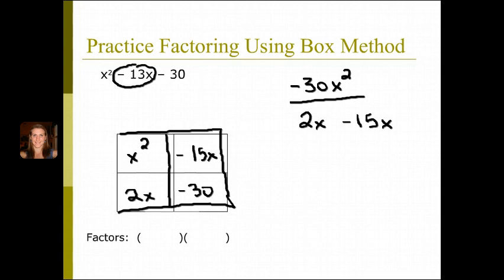Our first row has an x in common. Second row has a 2 in common. First column has an x in common, and our last column has a negative 15 in common. Remember, if it's touching a negative box, you have to factor out a negative. So we have x plus 2 and x minus 15.